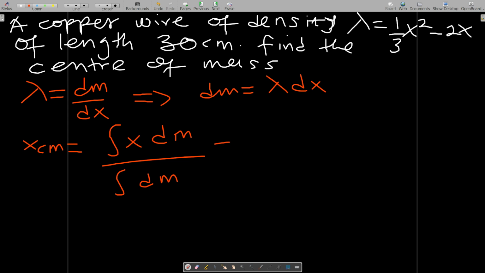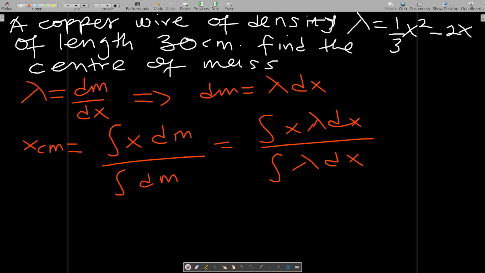So this whole thing will be equal to the integral of x lambda dx over the integral of lambda dx. Now if lambda is given as a constant, then lambda at the numerator can cancel lambda at the denominator. But if it is not a constant and is given in the question like this one, then you need to perform your integration on it. Alright, I hope you get it.